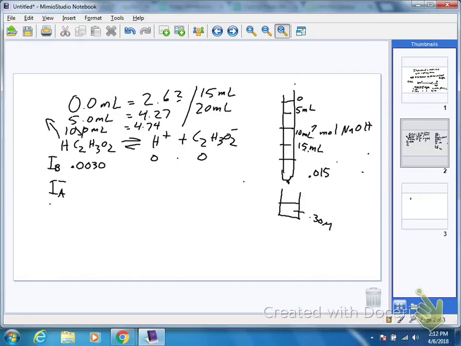0.015 liters. That is then multiplied by 0.15 molarity. That gives us the moles of NaOH. And that's going to be 0.00225 moles of NaOH. So that's going to take away 0.00225 of my acid.